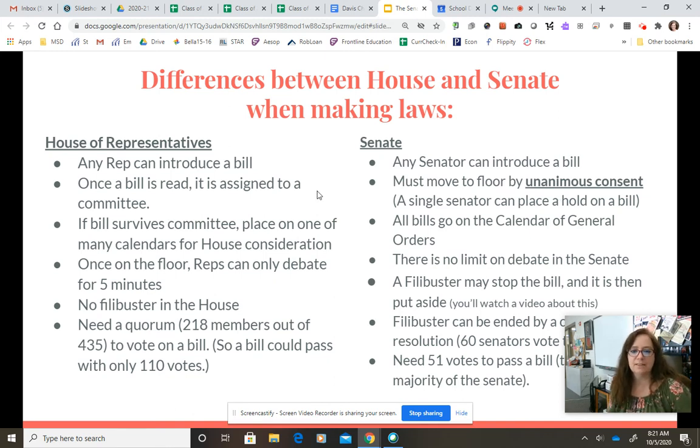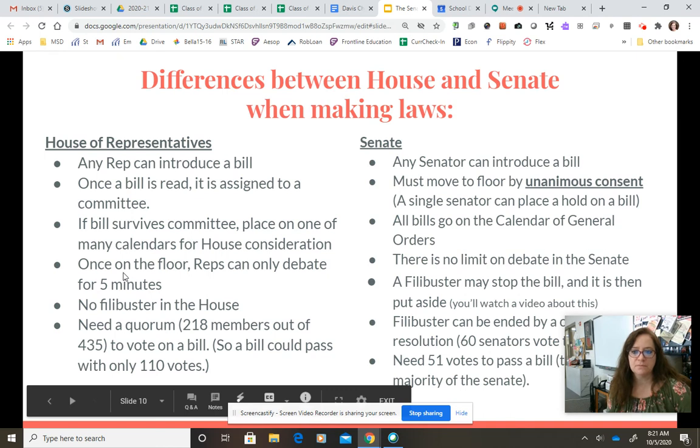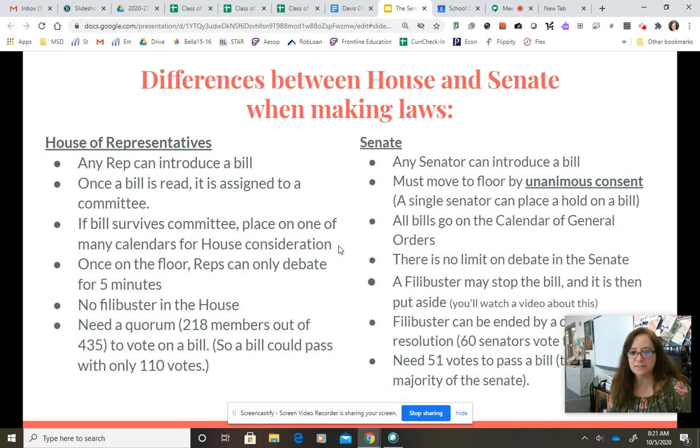Once the bill is read, it's assigned to a committee. In the Senate, it must move to the floor by unanimous consent. So this is a little bit different. It's not like there's not committees in the Senate. There are. But in order for a bill to move to the floor and be voted on, it has to have the whole of the Senate agree on that. If a bill survives committee in the House, it goes on one of many calendars.